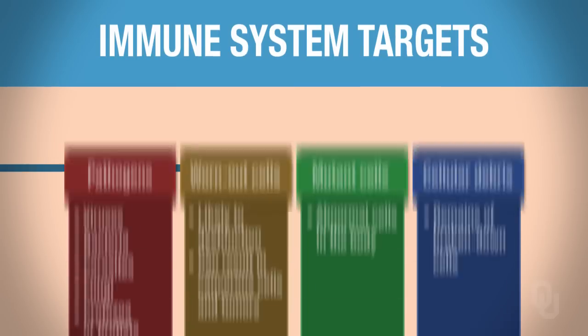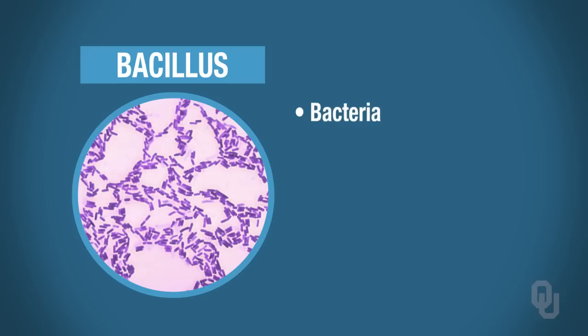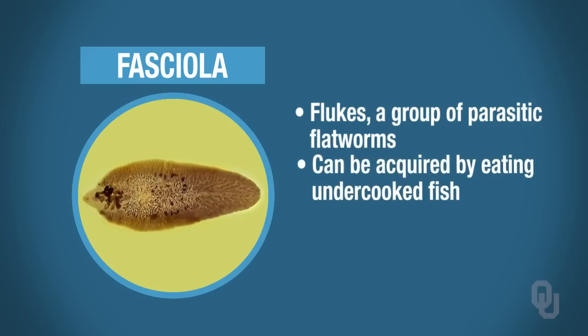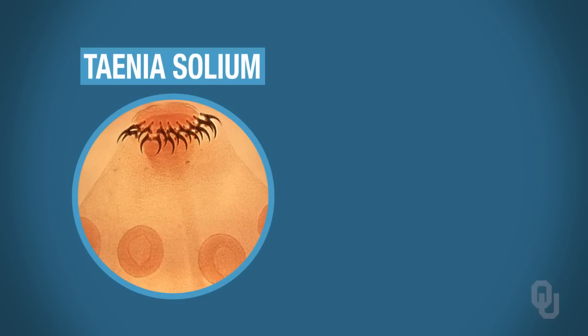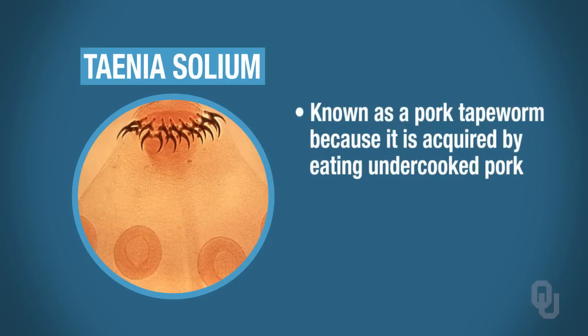Okay, so let's take a look at some of these pathogens here. So we have bacillus. This is a bacteria, and these are just examples, so you do not have to memorize these. Fasciola. These are some flukes. These are flatworms that you might acquire by eating undercooked fish, for example. This is Taenia solium, which is a tapeworm. And specifically, this is called a pork tapeworm because you will become infected with the pork tapeworm if you eat undercooked pork. So it's really important to cook your meat thoroughly.